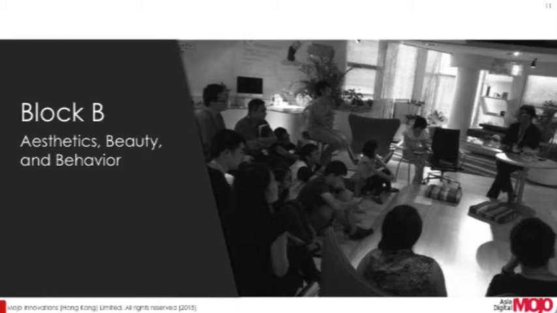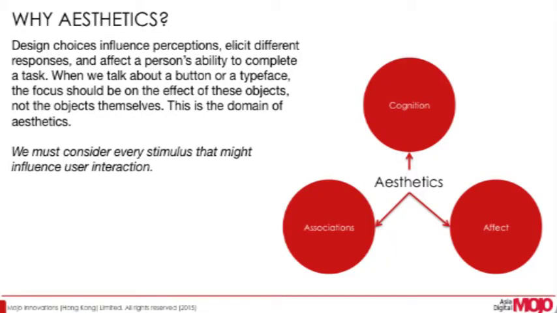After understanding why we need seductive interactions, and how we can apply them to the actual design process, let's start from aesthetics, beauty, and behavior. Why aesthetics? Design choices influence perceptions, elicit different responses, and affect a person's ability to complete a task. When we talk about a button or a typeface, the focus should be on the effect of the object, not the object themselves. This is the domain of aesthetics.